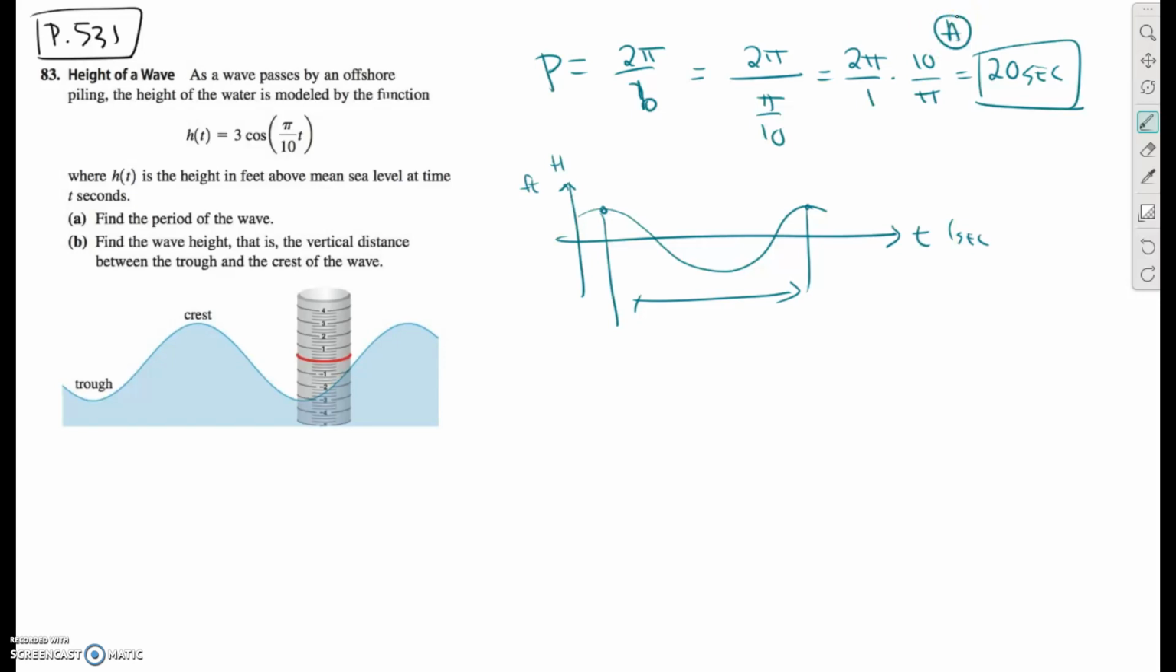Part B, find the wave height, that is the vertical distance between the trough and the crest of the wave. Okay, so we've never defined wave height before, but they're telling us it's the vertical distance between the crest, which is the top, and the trough, which is the bottom.